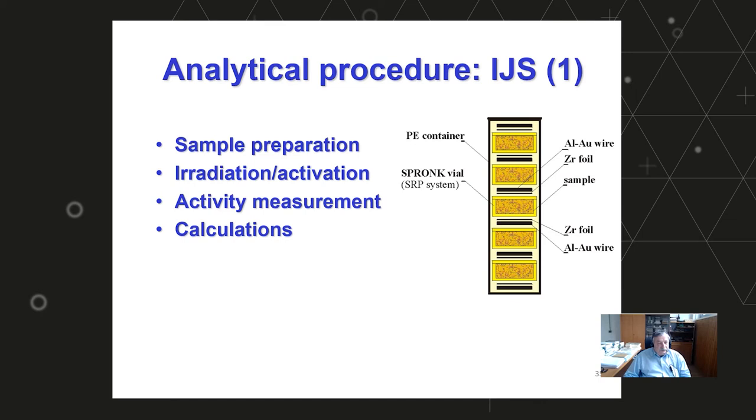This is how we prepare the samples. So we pack the samples in small polyethylene vials. We put the zirconium and aluminium gold wires on the top and on the bottom. This is to compensate for any flux variation over the height of the polyethylene vial. And with gold and zirconium, we monitor the flux and the shape of the flux in the reactor. So we prepare the sample, we irradiate, we measure activity, and we do the calculations.